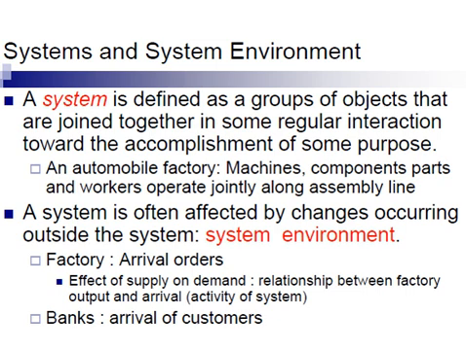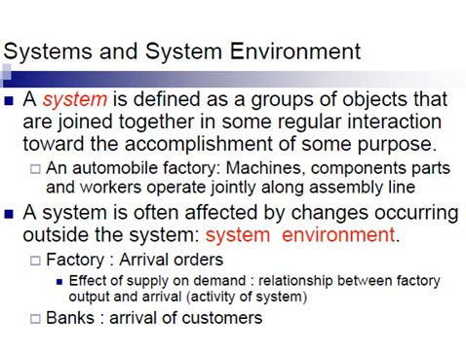So let's say, taking the example of a factory: arrival orders, effect of supply on demand, relation between factory output and arrival. So let's say if I'm manufacturing products, my productivity is dependent on my raw material and the arrival rate. So if there is a delay in raw material supply, then it will definitely affect my production.